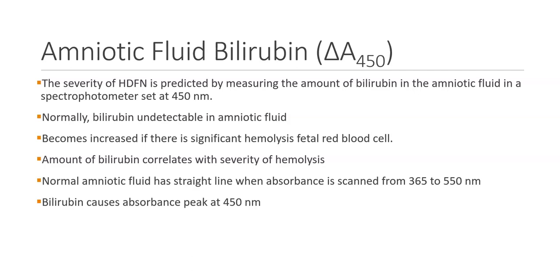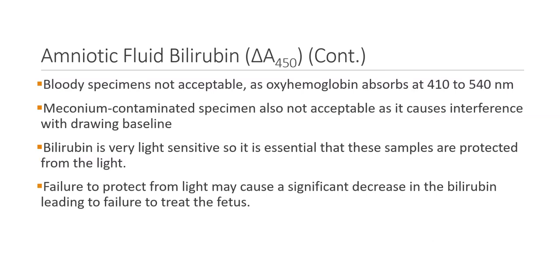Normal amniotic fluid has a straight line when absorbance is scanned from 365 to 550 nanometers. Bilirubin causes an absorbance peak at 450, which is why we set it at that. Bloody specimens are not acceptable for analysis as oxyhemoglobin absorbs at 410 to 540 nanometers. Meconium-contaminated specimens are also not acceptable as it causes interference with drawing the baseline.